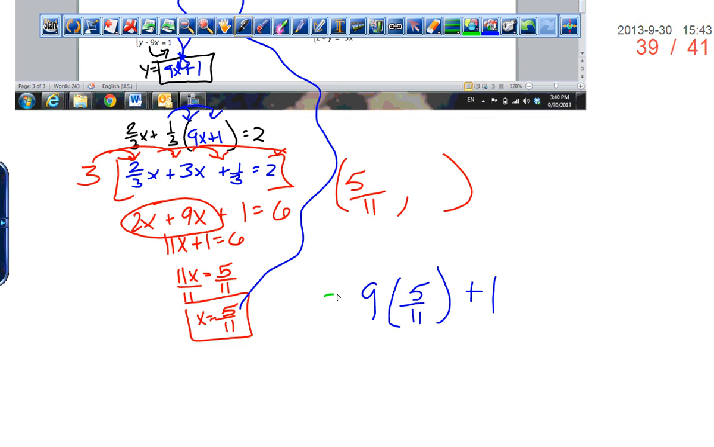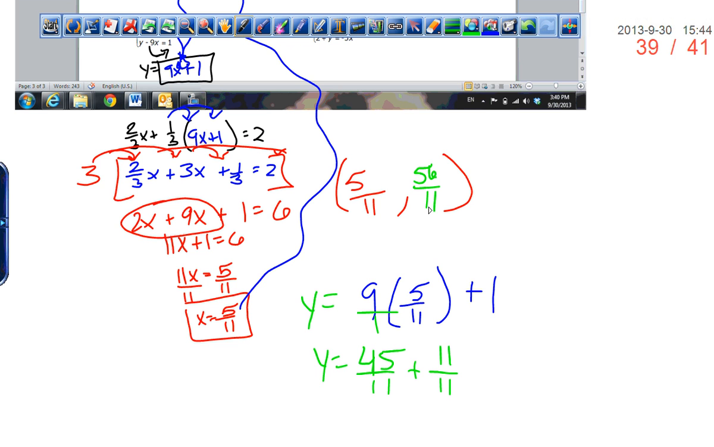That equals y. So y equals 45 elevenths. Multiply the tops, multiply the bottoms. Plus 11 over 11, because if I want to find a common denominator, it's 11. And what, 56 over 11?